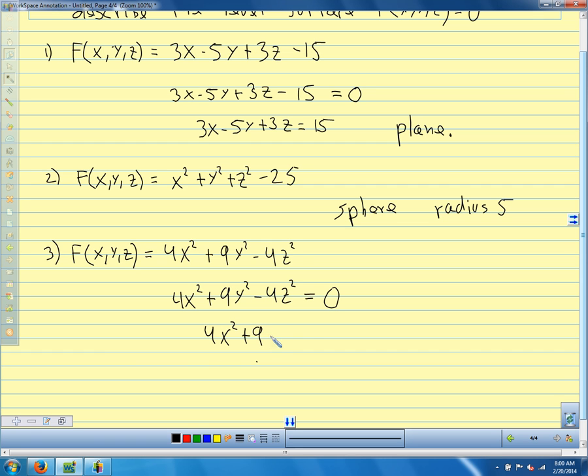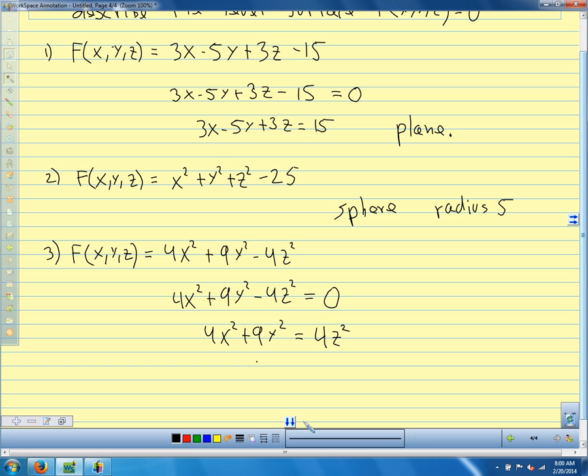4x squared plus 9y squared, on this level surface, equals 4z squared. So what is this? In the yz plane, so we're getting rid of this, 9y squared equals 4z squared. Take the square root of both sides. What do we get? 3y equals plus or minus 2z. What are those? y equals 2z. That's a line.